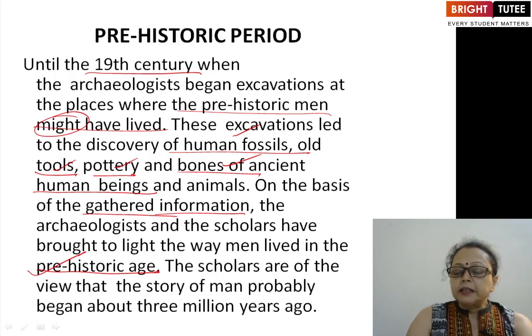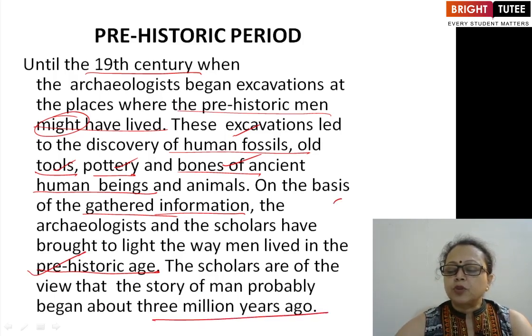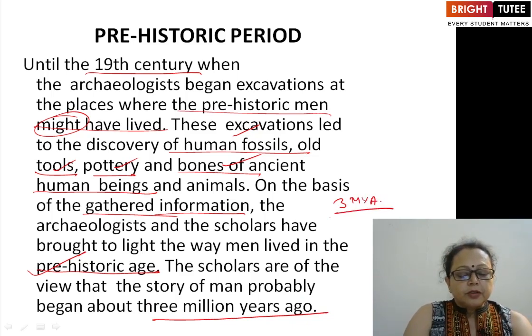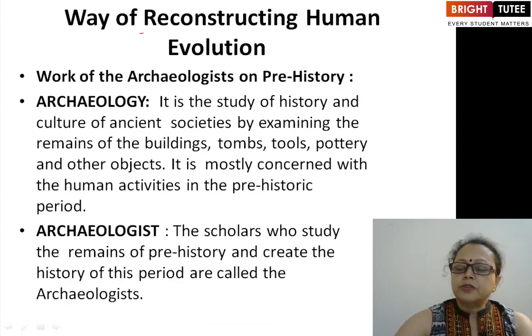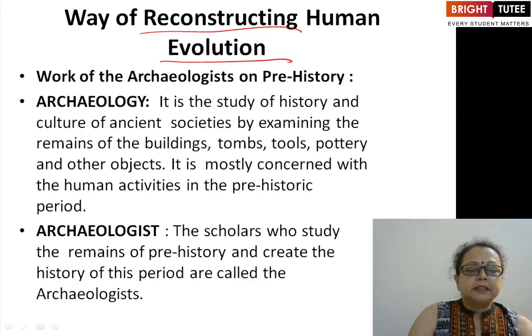The scholars are of the view that the story of man probably began about 3 million years ago. This is what it says, 3 MYA. So this is all about the prehistoric period, how the scholars are trying to collect knowledge and information about this period. Ways of reconstructing human evolution: how to reconstruct how the human developed.